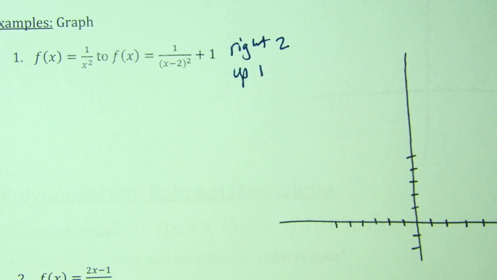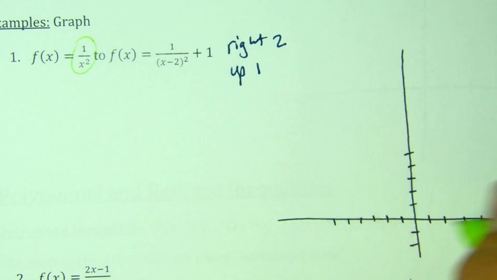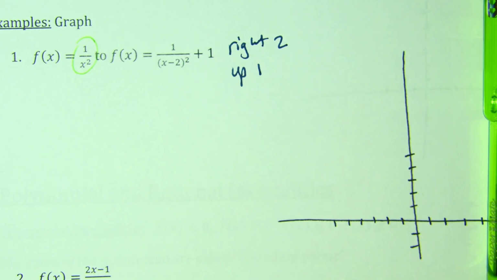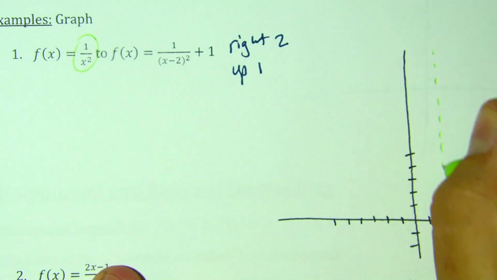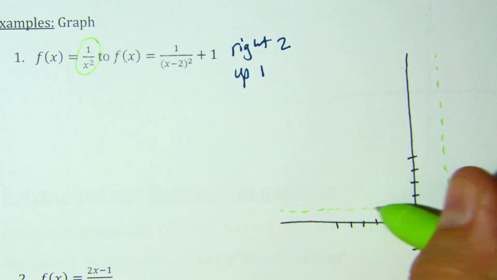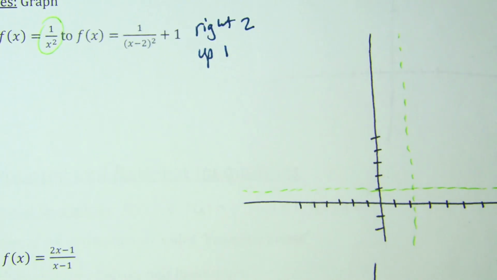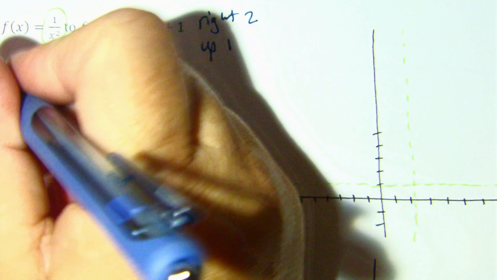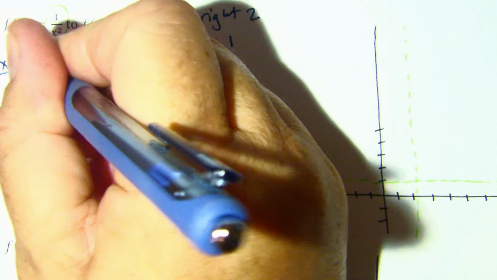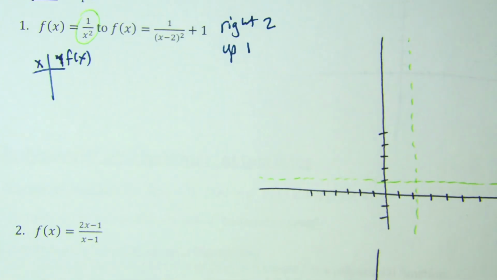So before, when we graphed this function here, we had asymptotes at the x-axis and the y-axis. But that y-axis one is going to move to the right 2. And the x-axis one is going to move up 1. So that gives me my new asymptotes here. And I can still plug in some points. I'll just use f of x here, actually, not y, to plot what my graph looks like exactly.